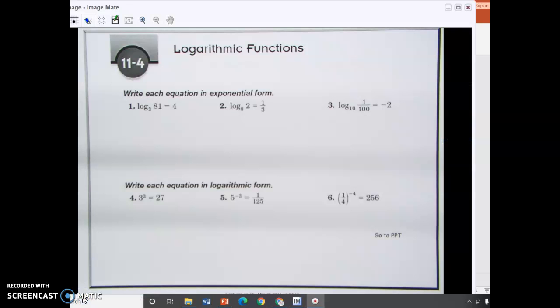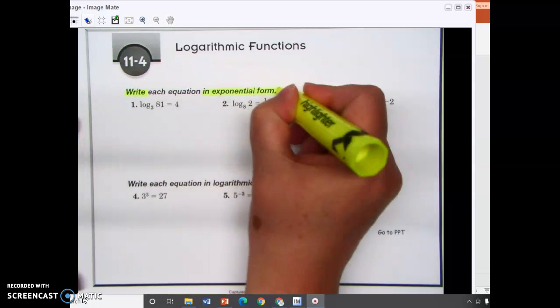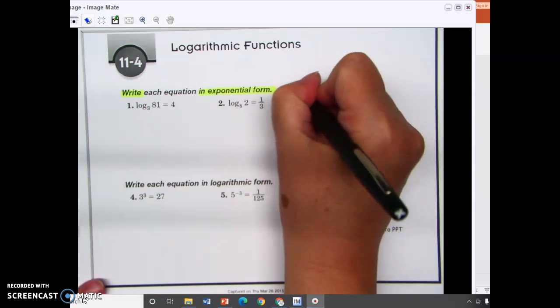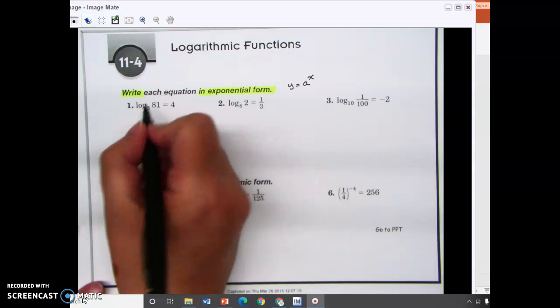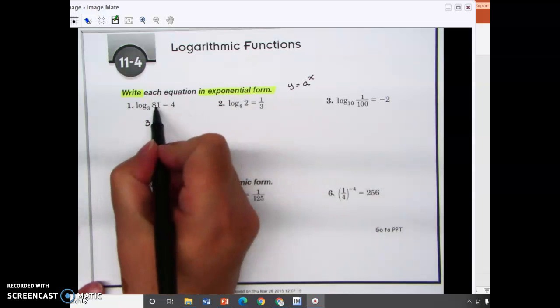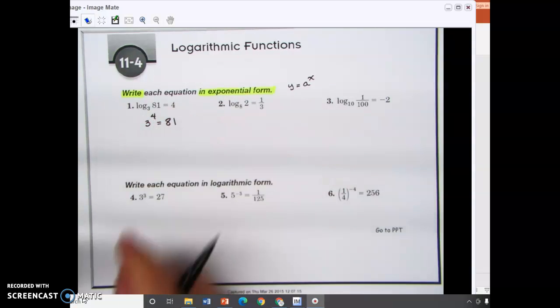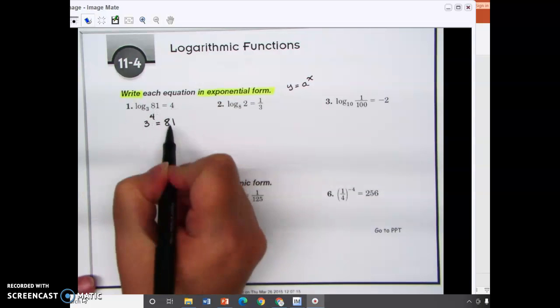And so you cannot take the log of a negative number. So if we take a look at these, there's nothing to solve. It's just writing it in a different form. So we're going to write it in exponential form. So remember, exponential form was y is equal to a to the x power, right? So in this case, my base is 3. My number is 81 and my exponent is 4 because remember, logs are exponents. So whatever they're equal to is the exponent.